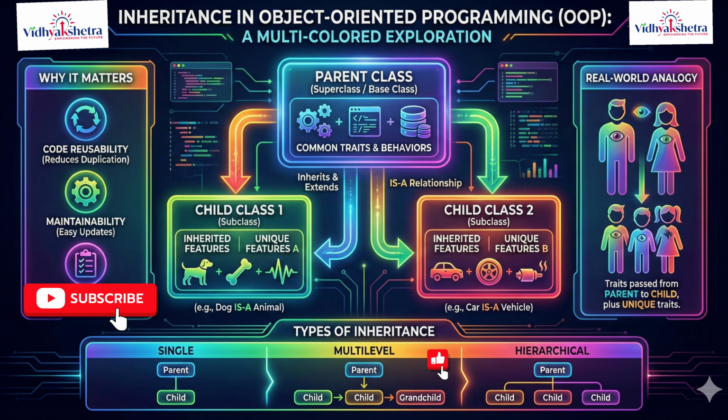In large software systems, maintenance is a major challenge. Inheritance simplifies maintenance by centralizing common functionality in a parent class. If a bug is found or an improvement is needed, developers can fix it in one place instead of modifying multiple classes. This reduces the risk of introducing new errors and makes the system more stable over time.